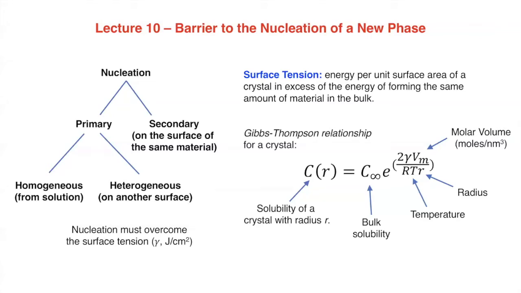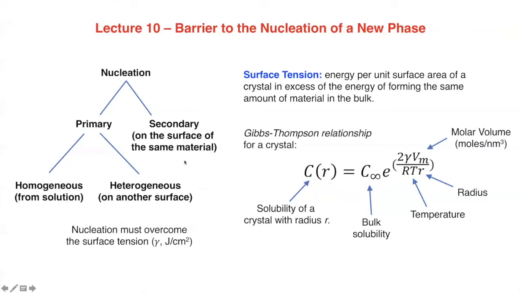Okay, so that creates some sort of an energetic barrier that you must cross in order to form a new piece of a different phase. When undergoing a phase transition, you have to overcome that energy. And so people have broken out nucleation processes into a couple of different classes. There are primary nucleation events and there are secondary nucleation events.